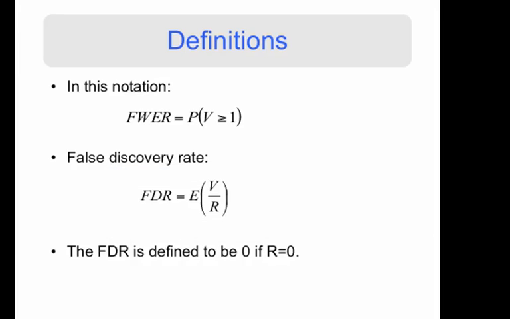And so this is an expectation. The FDR is defined to be 0 if R is equal to 0. If no tests were declared active, then there can be no false positives.